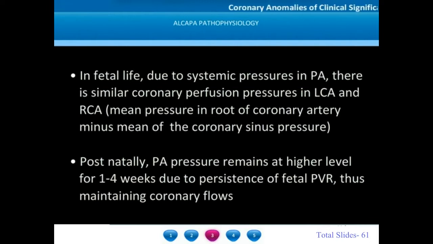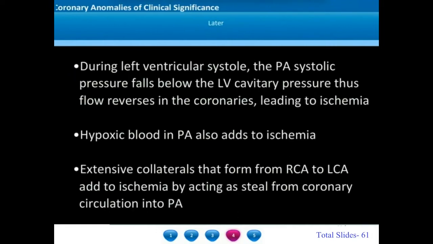In fetal life, since the pulmonary artery and aortic mean pressures are the same, the coronary perfusion pressures are normal. The situation continues postnatally for about 1 to 4 weeks. The fetal pulmonary vascular resistance remains high, so the pulmonary artery pressures are marginally higher. This continues to maintain the coronary flows. Later, what happens? The pulmonary vascular resistance slowly comes down. So the pulmonary artery pressure falls.